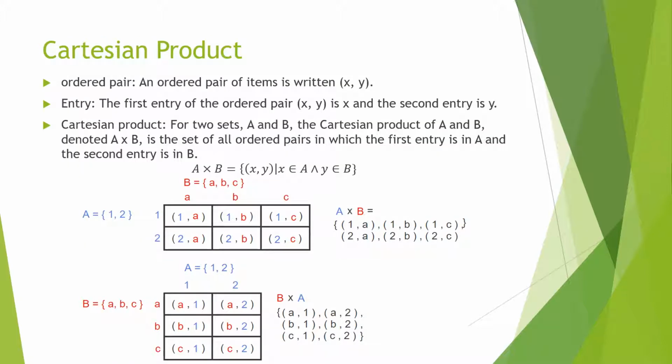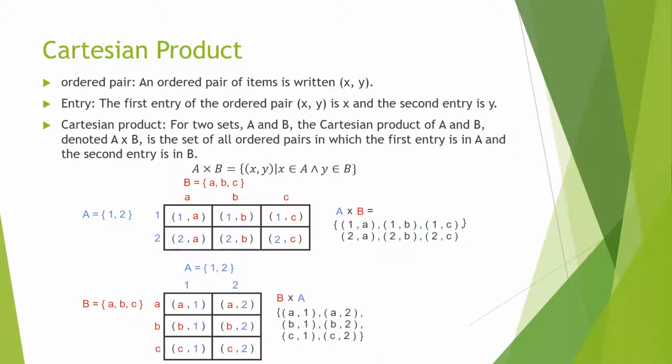Next, I'm going to define the Cartesian product of two sets. Before that, let's first define what an ordered pair is. An ordered pair of items is written in the form of, in parentheses, x comma y. The first entry of this ordered pair is x, and the second entry is y. So we distinguish between the entries of an ordered pair. We call the first one the first entry, the second one the second entry. That means that the order of entries matters in an ordered pair.